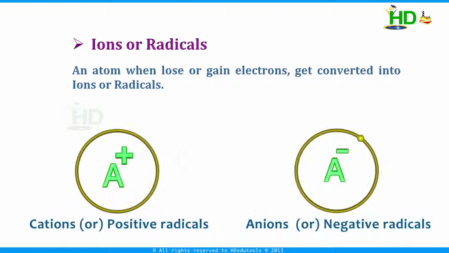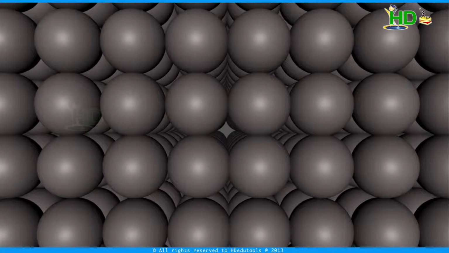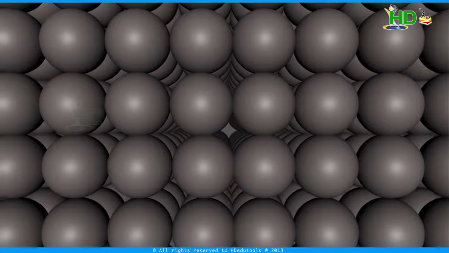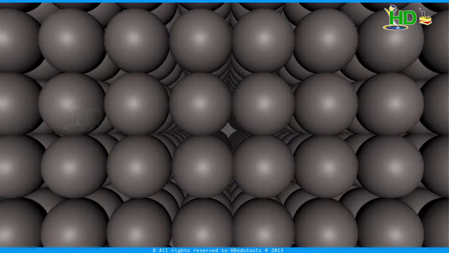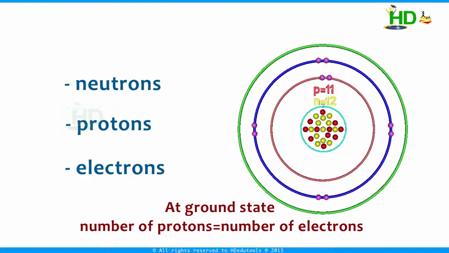To understand the concept of these ions, we take the atomic structure. We know that matter is made up of tiny particles which are called atoms. The meaning of atom is which is indivisible. If we consider an atom, the fundamental particles present in the atom are neutrons, protons and electrons. Electrons are negatively charged, protons are positively charged particles. At ground state, in an atom, the number of protons and the number of electrons are equal. That means the number of positive charges and negative charges are equal. Hence, the charge of atom is 0.